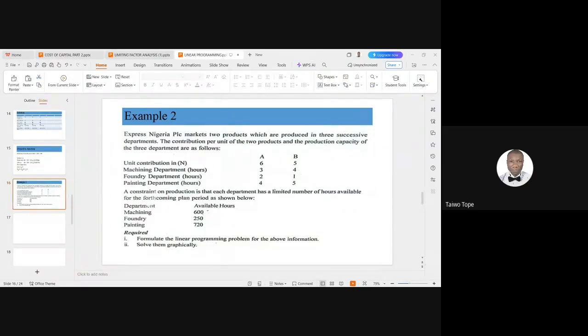Thank you very much, Ma. So this is more work, and we should solve them graphically. I believe we still know how to plot a graph.